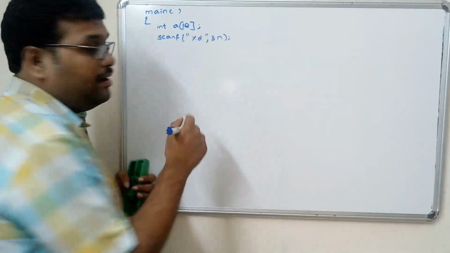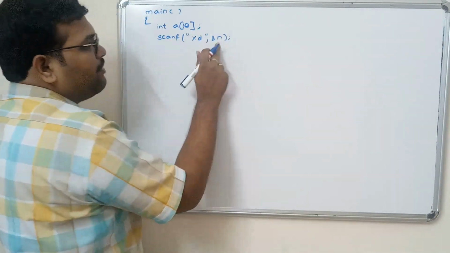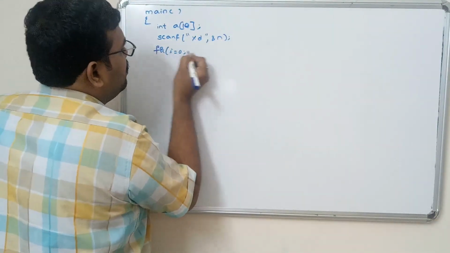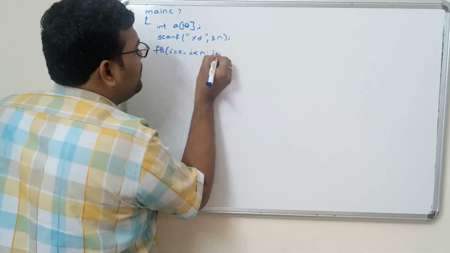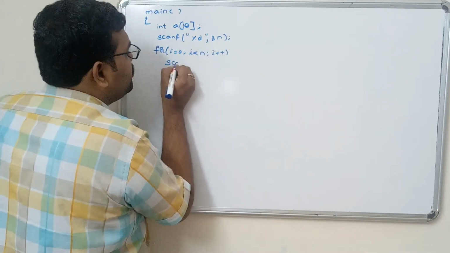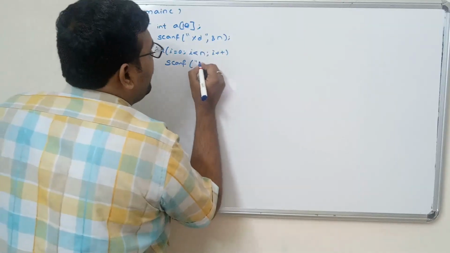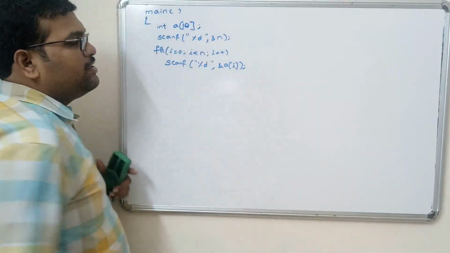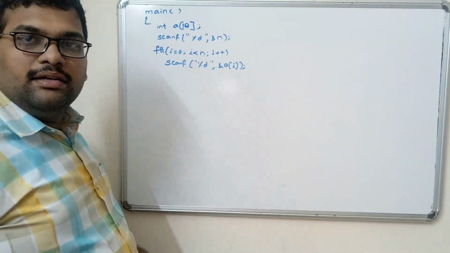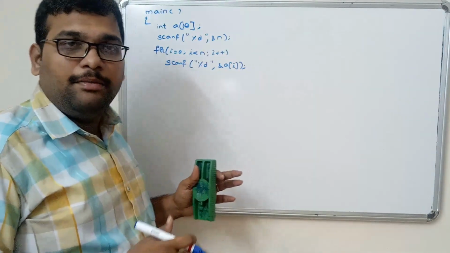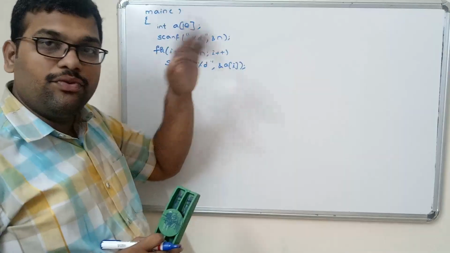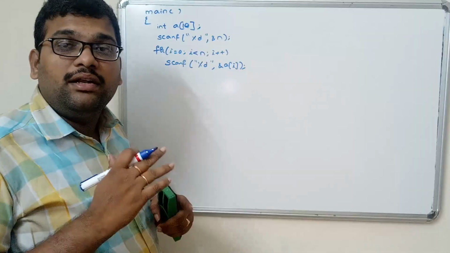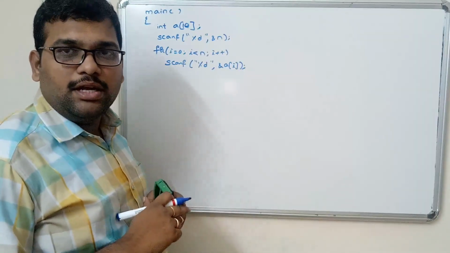I am not writing the printf here. After reading n, we have to read the values. For i is equal to 0, i less than n, i plus plus, we write the scanf function to read every element into the array, %d ampersand a of i, so that the elements are stored in a of i. That means a of 0 to a of 3, because here we are giving the n value as 4 in this example. After reading the elements, we use the nested loop for performing the bubble sort.